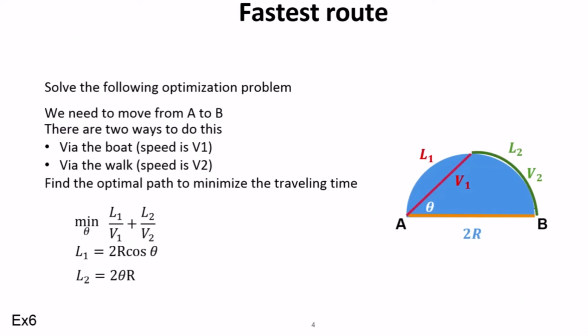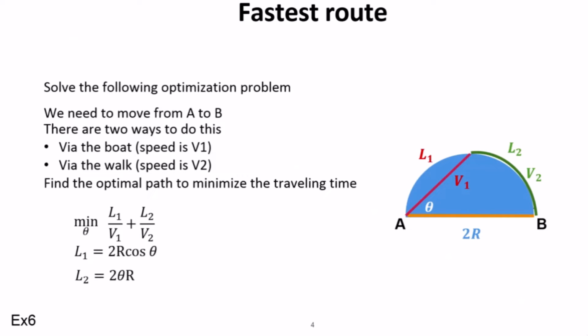We can go by boat from the water path. We call it L1 with the speed of V1, or we can walk on the land under the route from L2. We call it L2 with the velocity of V2.